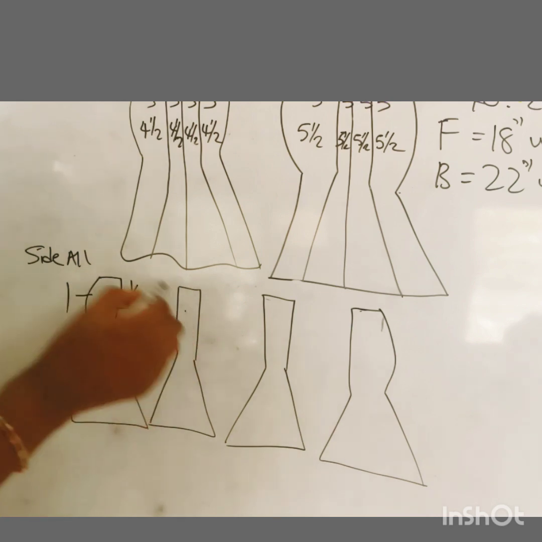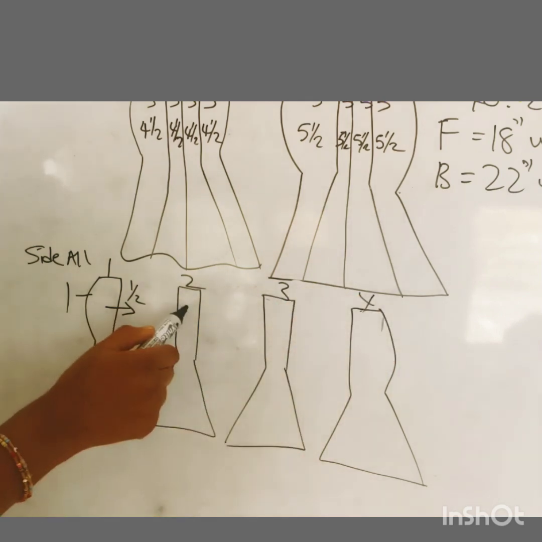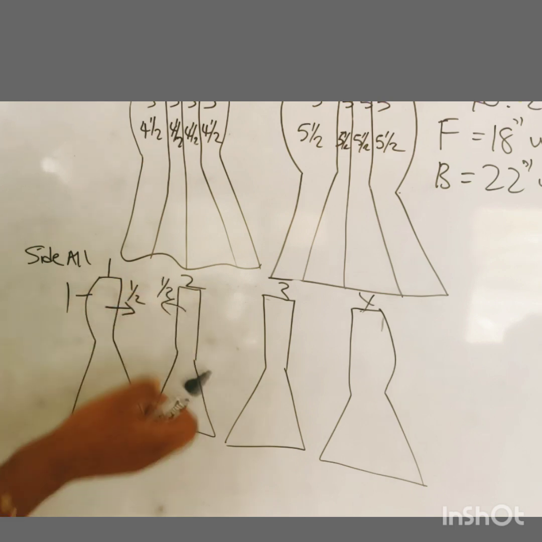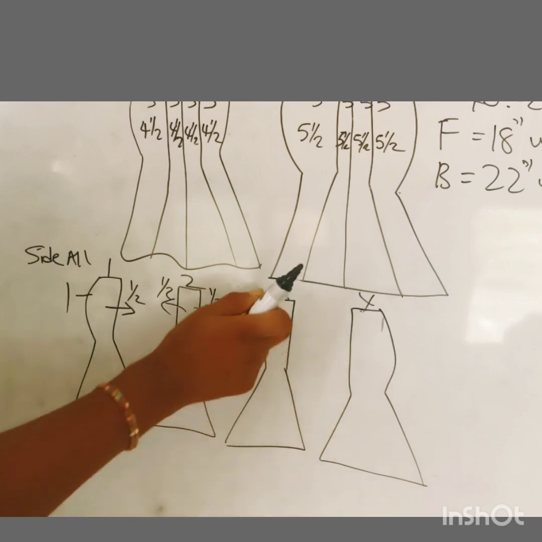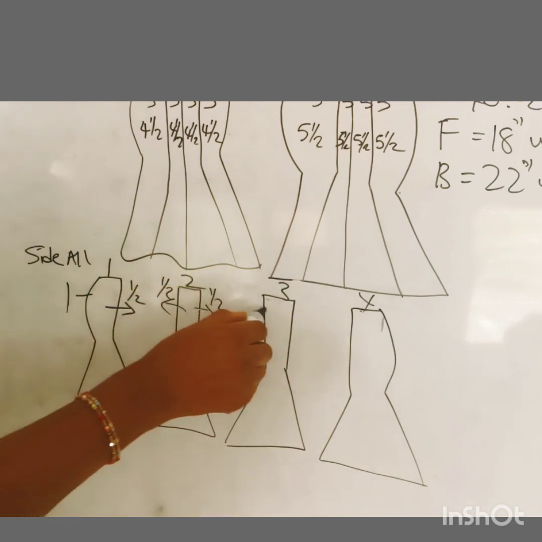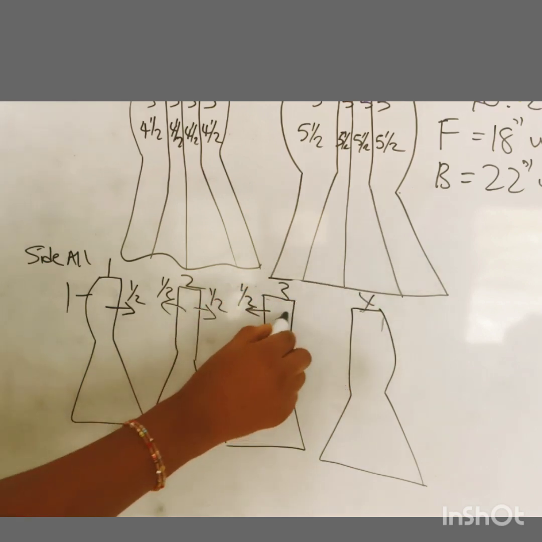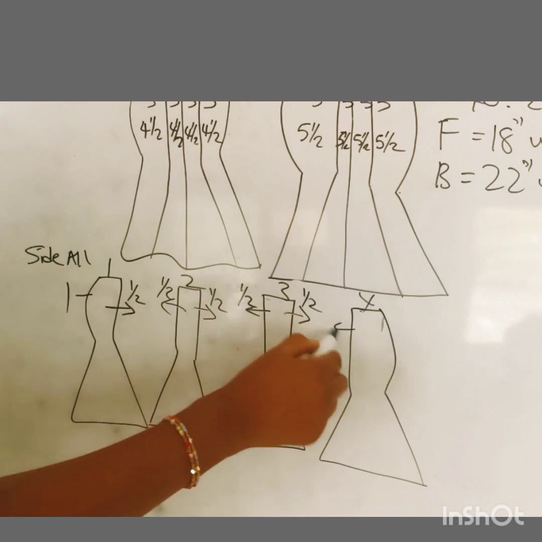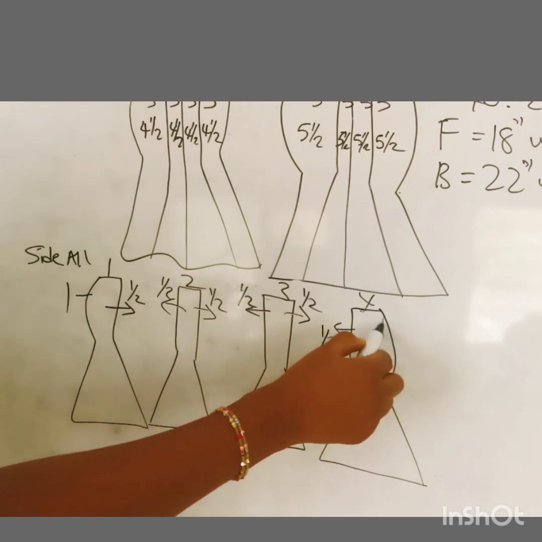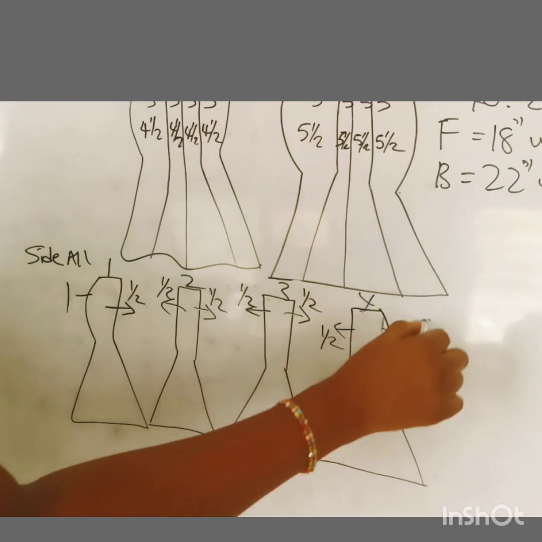We need to join, let's say 1, 2, 3, 4. We need to join number 2 to number 1, we need ½ inch. We need to join 2 to 3, we need ½ inch. To join 3 to 2, we need ½ inch. To join 3 to 4, we need ½ inch. To join 4 to 3, we need ½ inch. And then we need the side seam of 1 inch.